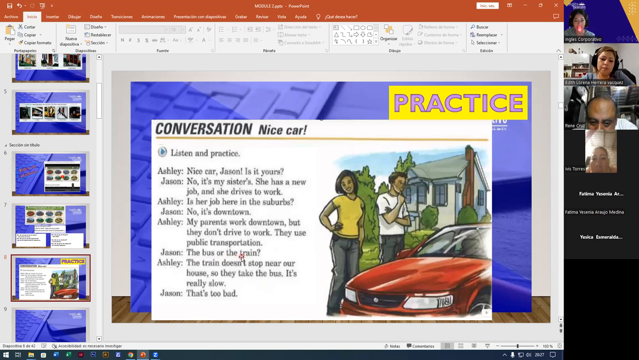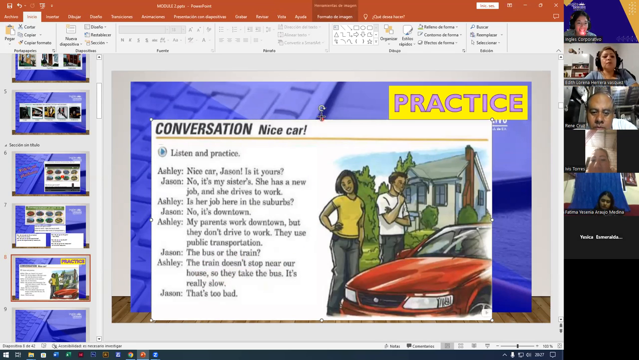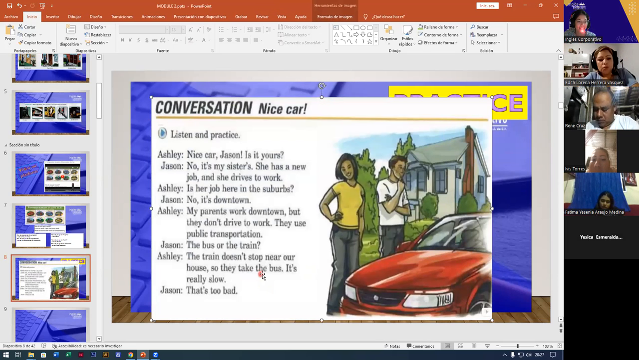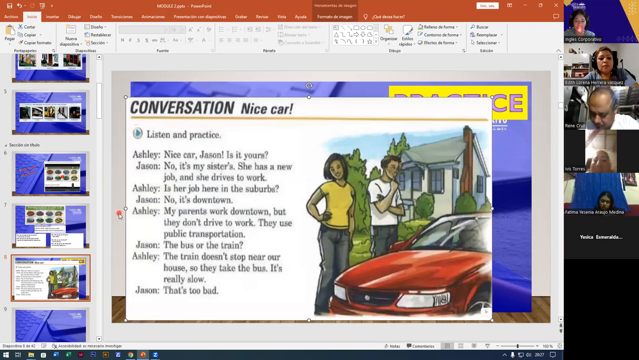The bus or the train. Very good. Nice one. Ibis, continue. Okay. The train doesn't stop near our house. So the bus is really slow. Very good job. Really. Thank you. That's good. Continue, Jessica Esmeralda.